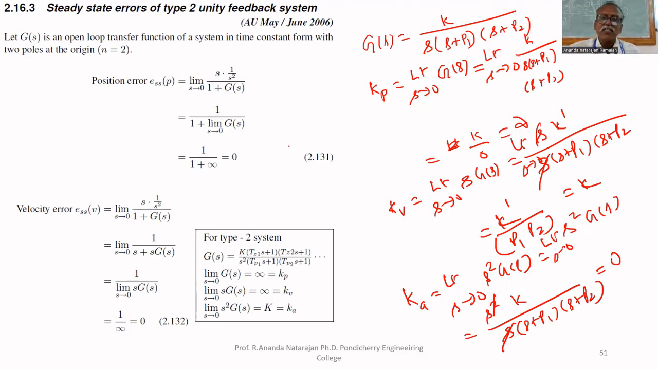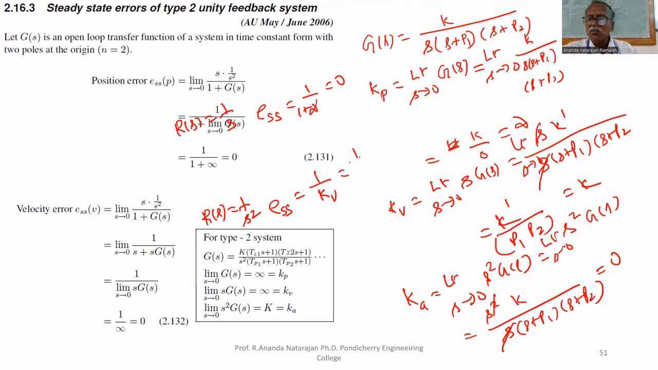Therefore, what is the error for this? Steady state error for a position input, which means step input: 1 upon 1 plus infinity, equal to 0. Therefore, the steady state error for step input is 0. For velocity input, R(s) equals 1 by s square. Steady state error equals 1 by Kv, that is 1 by K.